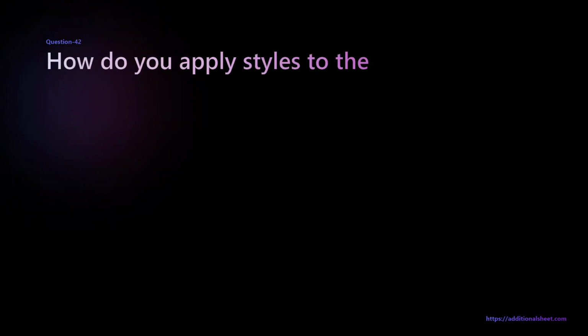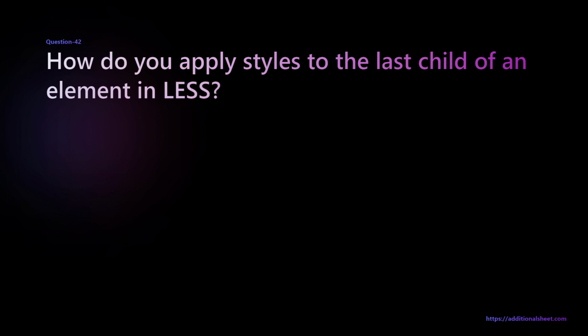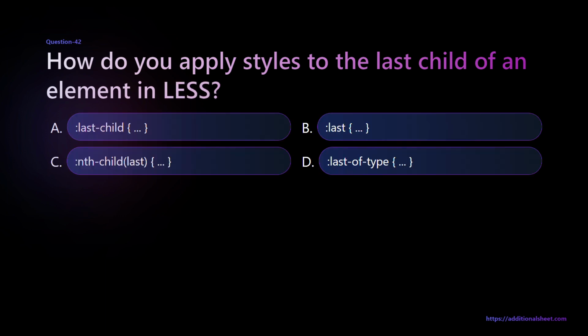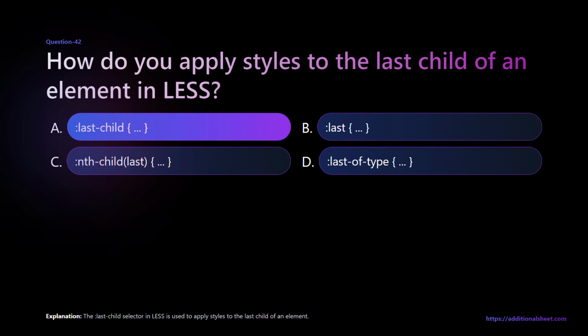How do you apply styles to the last child of an element in less? Option A, last child. Option B, last. Option C, nth child last. Option D, last of type. The correct answer is option A, last child.